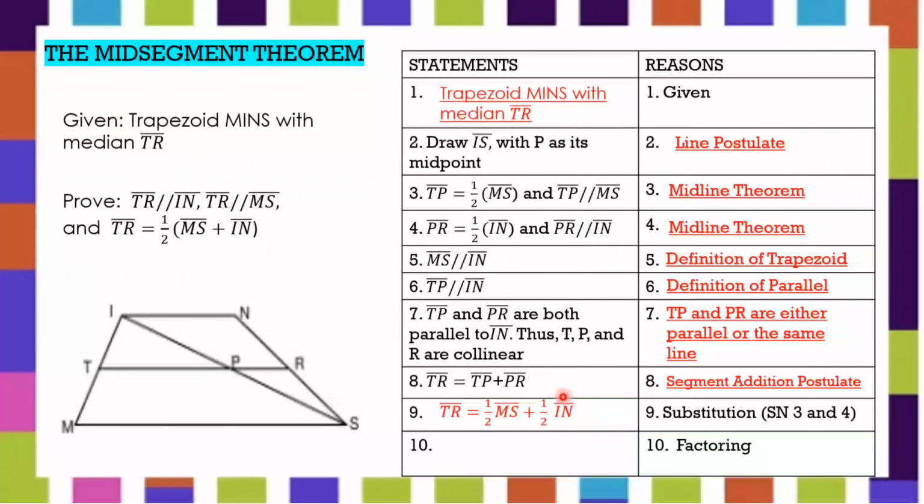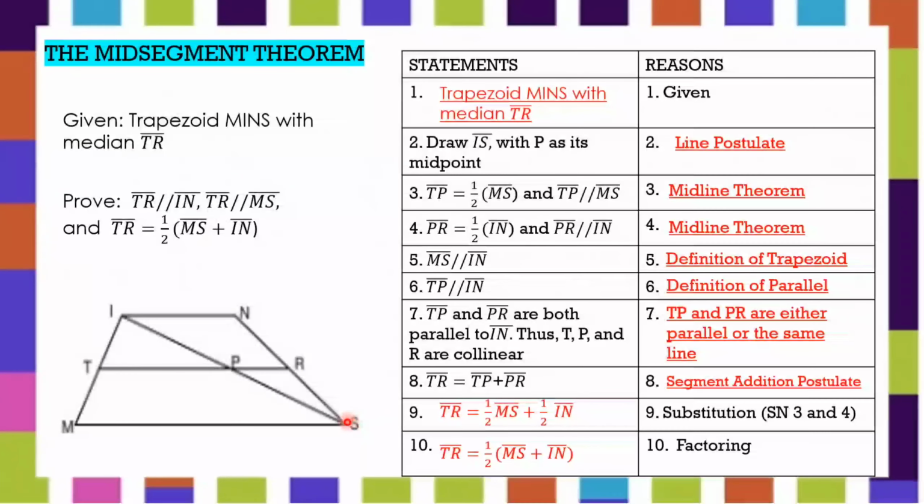So we have 1/2 of IN. So by factoring, take note na meron silang parehong 1/2. So we have TR is equal to 1/2 times the quantity of MS plus IN. So na-prove na natin that TR is parallel to IN and TR is parallel to MS and TR is just equal to 1/2 of MS plus IN. So this is the proof of the mid-segment theorem.